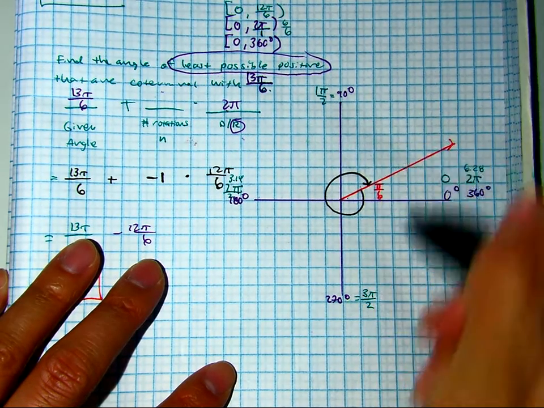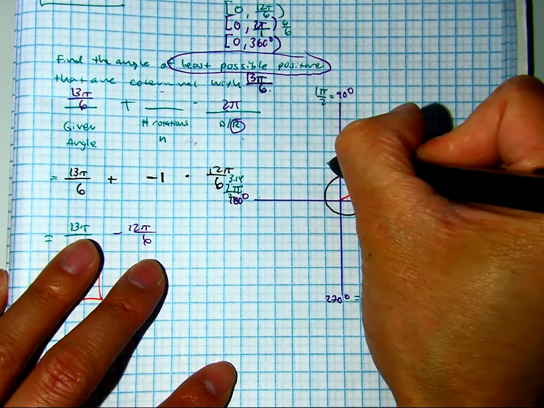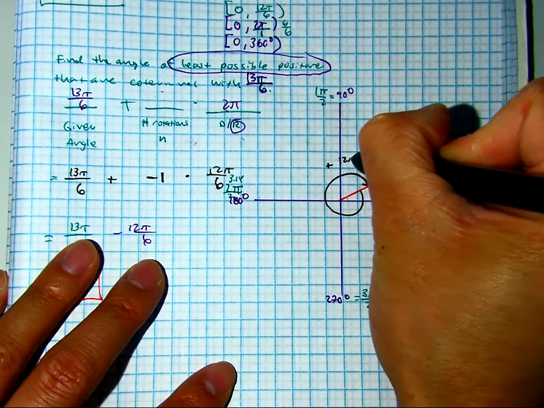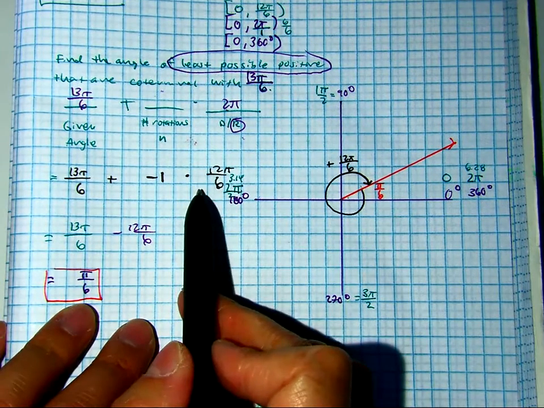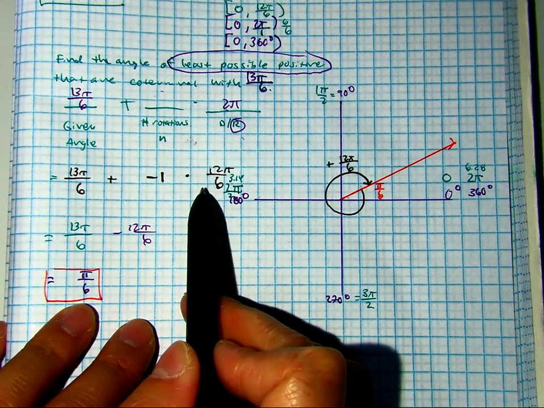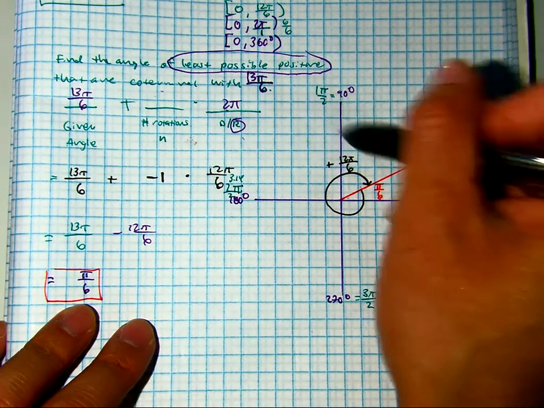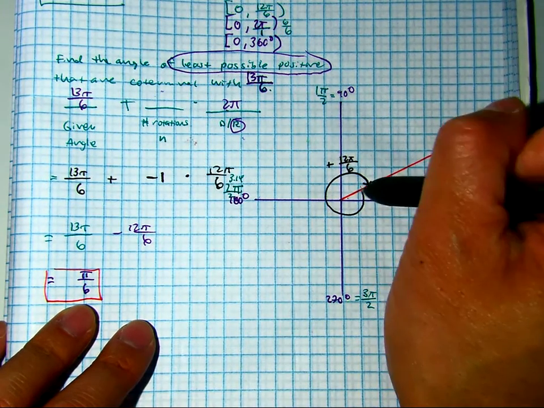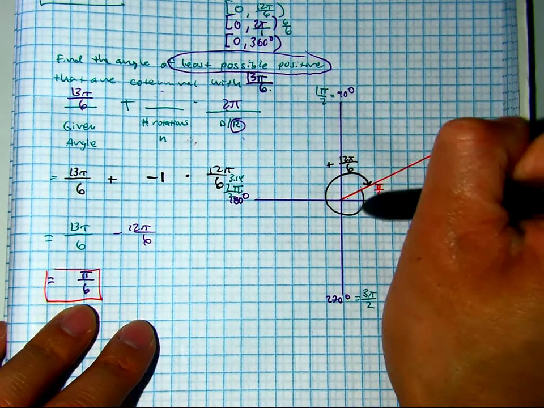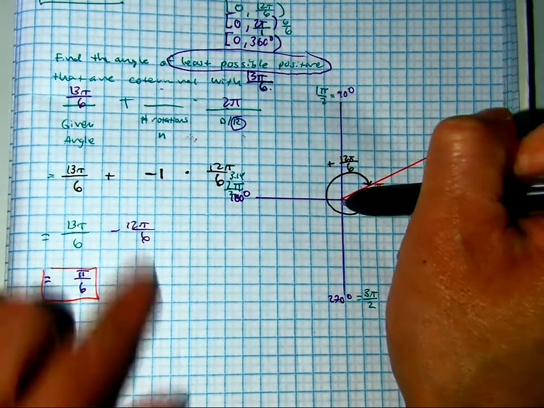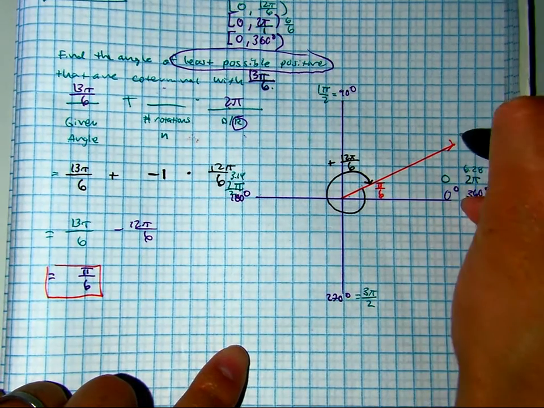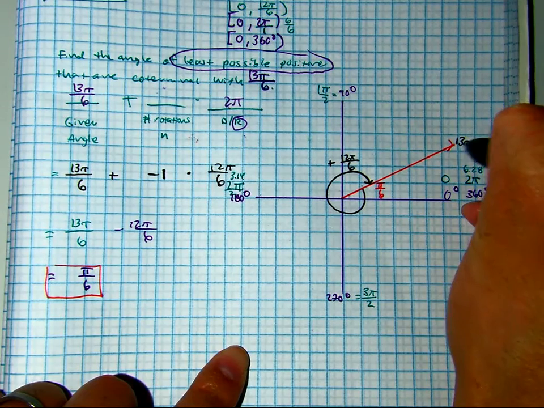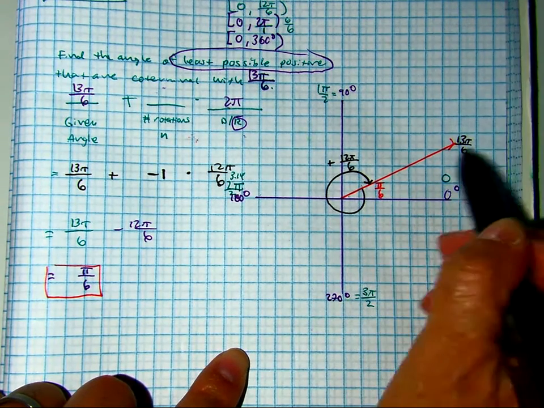So essentially what you're doing is you're just adding a full rotation, which is 2 pi, or 12 pi over 6. A full rotation would be going in this direction. That's what negative angles are. So 12 pi over 6 plus pi over 6 gives you an answer of 13 pi over 6. So pi over 6 and 13 pi over 6 end up at the same position.